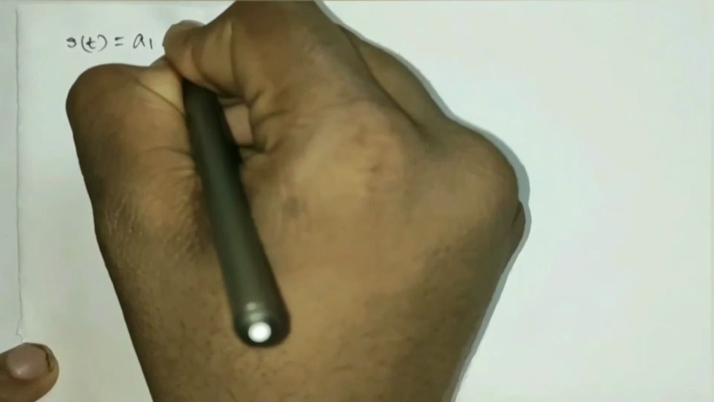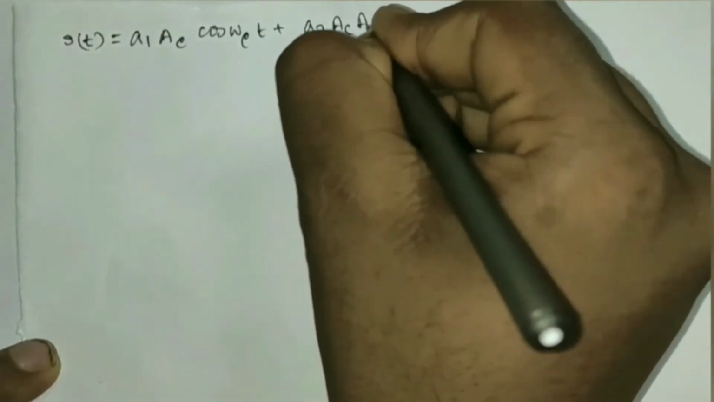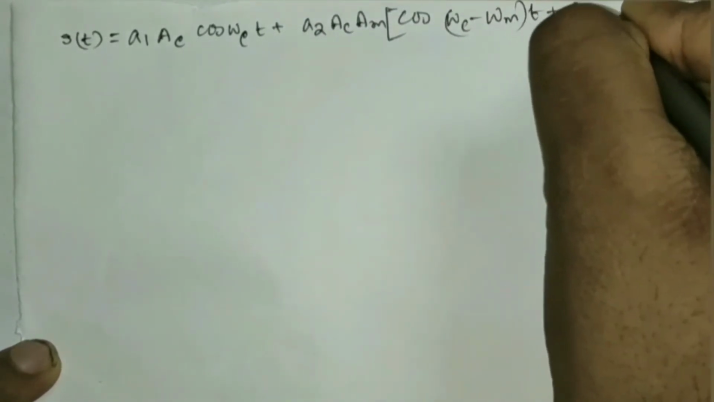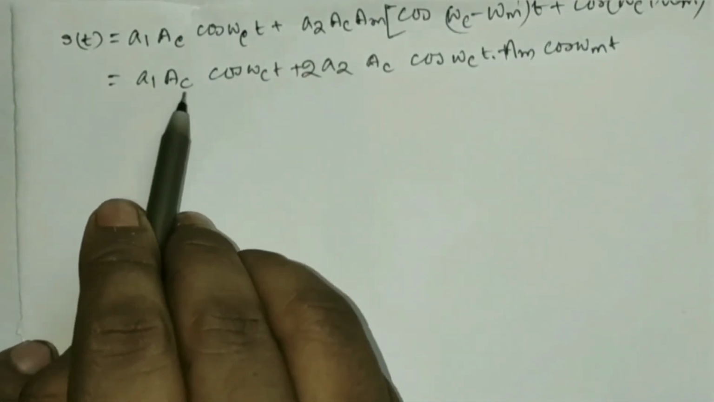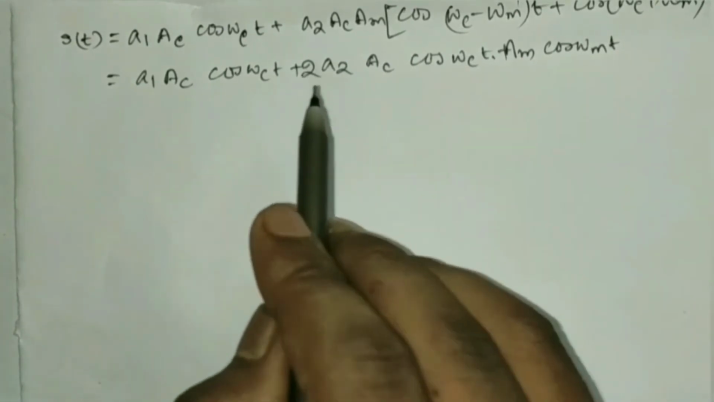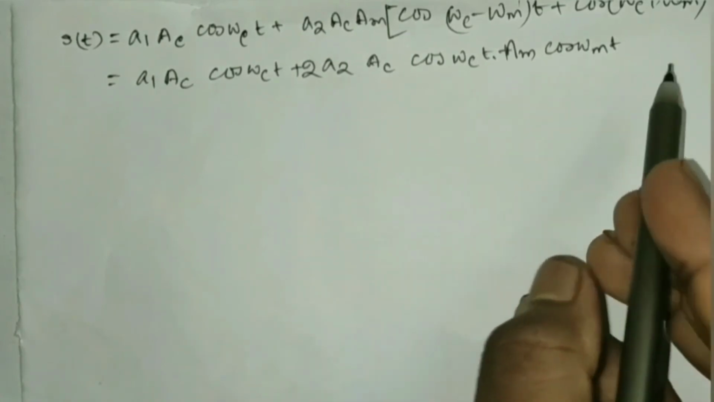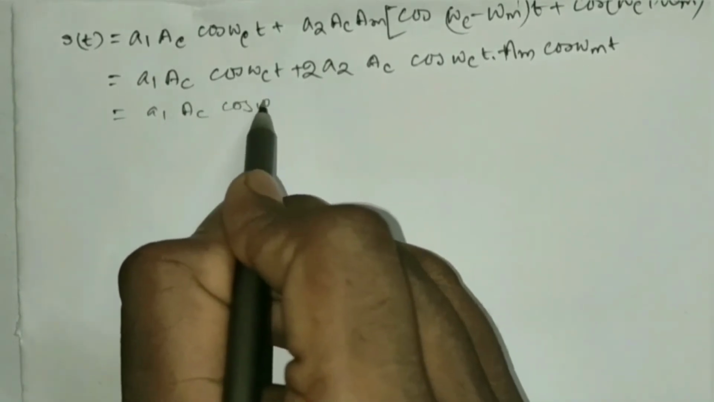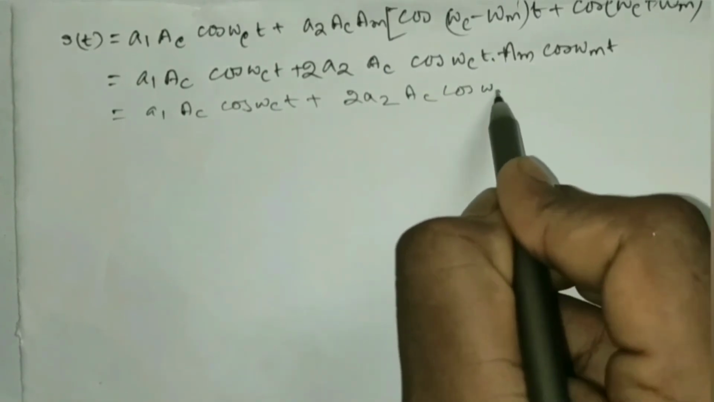So the output s(t) will be a1 into Ac cos omega c t plus a2 Ac into Am into cos of omega c minus omega m into t plus cos of omega c plus omega m into t, that is equal to a1 Ac into cos omega c t plus 2 a2 Ac into cos omega c t into Am cos omega m t. Now Am cos omega m t is m(t), so a1 Ac cos omega c t plus 2 a2 Ac into cos omega c t into m(t).